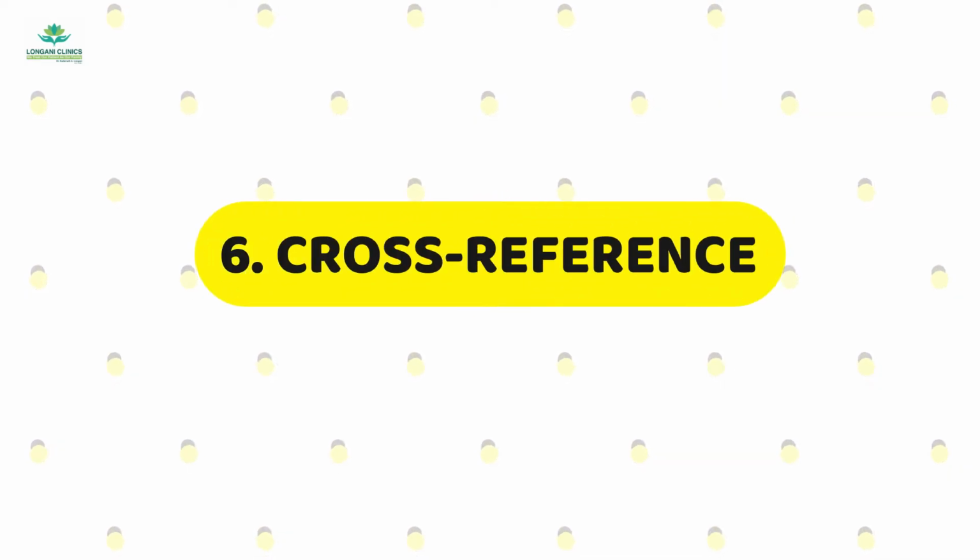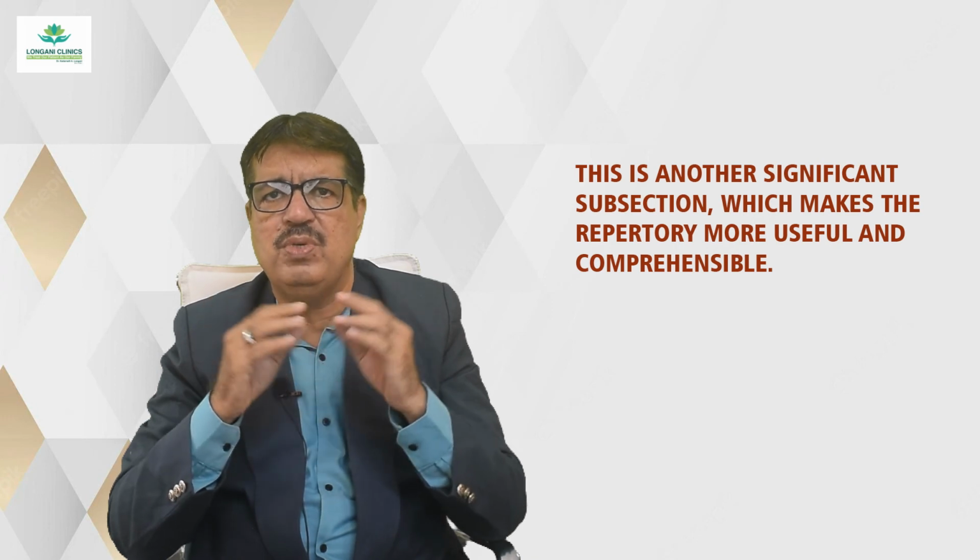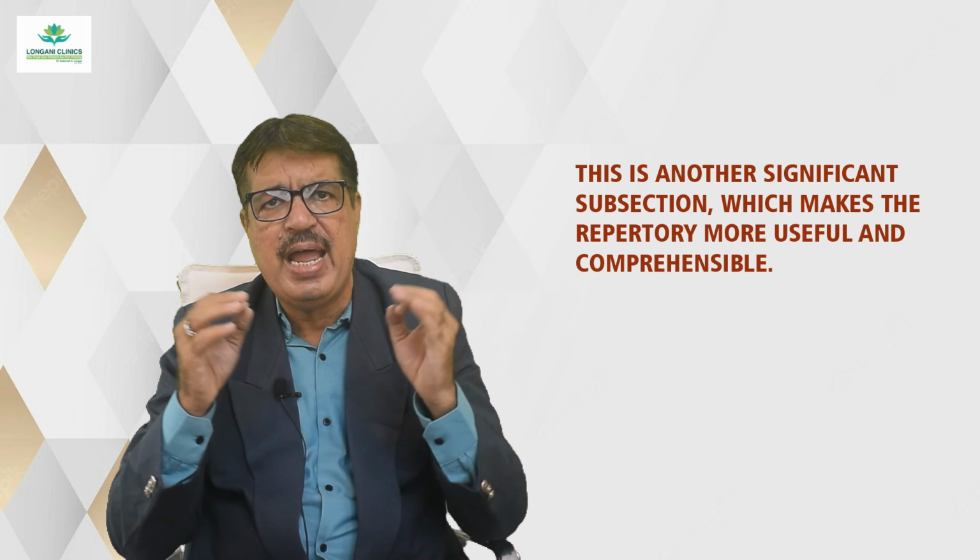Now the next point is cross-reference. This is another significant subsection which makes the repertory more useful and comprehensible. In our day-to-day practice, we get a maze of symptoms in some cases and in a few there is a scarcity of expressions. But in both conditions, we have to evaluate and come to the characteristic symptoms for a prescription. To locate these characteristic symptoms in the repertory, we must adequately interpret and convert them into rubrics. This subsection helps us to do this and also to clear our confusion about similar rubrics.